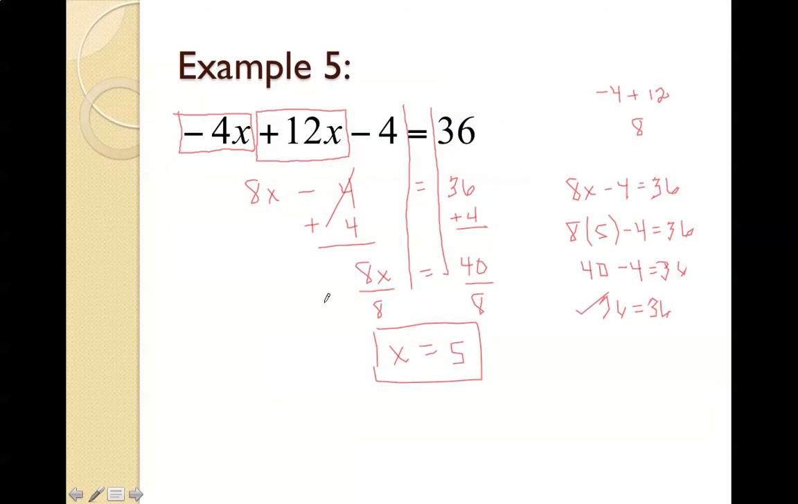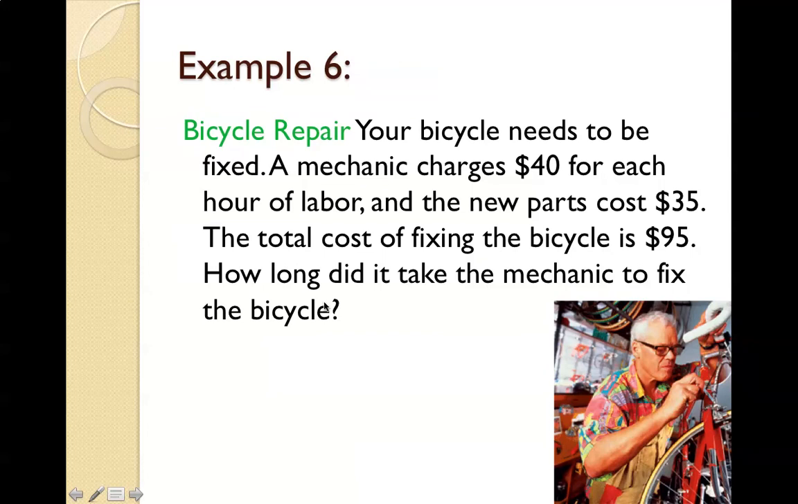All right, let's look at example 6. It says, your bicycle needs to be fixed. A mechanic charges $40 for each hour of labor. And the new parts cost $35. The total cost of fixing the bicycle is $95. How long did it take the mechanic to fix the bicycle?